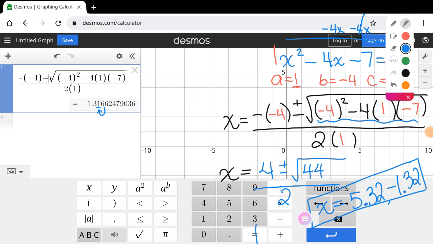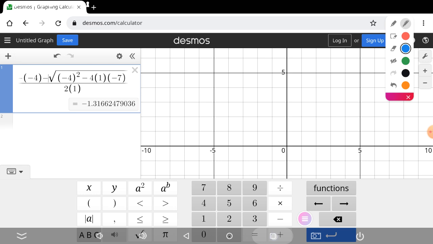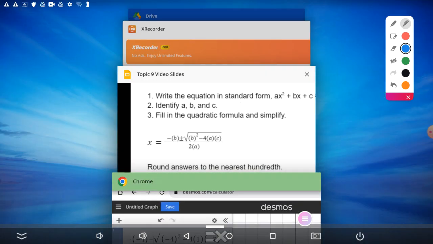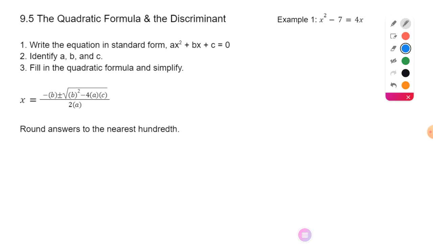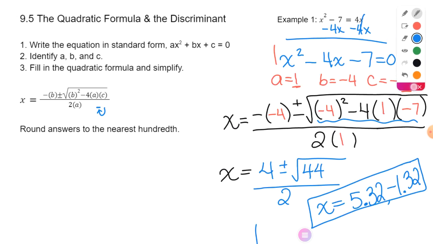All right, let me switch back over to my screen. All right, there we go, 5.32 and negative 1.32.